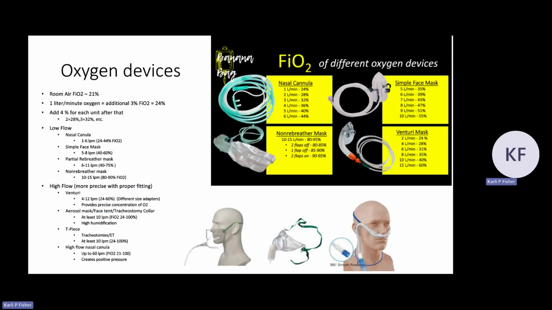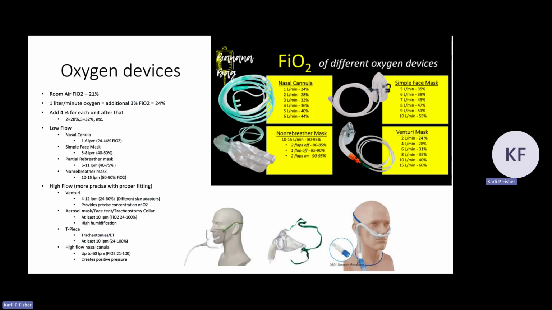All right, oxygen delivery devices. I'm not going to hit too hard on this. You guys should be familiar with these. Just know that room air is FiO2 of 21%. Every liter per minute that you go up, it adds an additional 3%. So like 1 liter a minute is 24%, and then you add 4. So then you would go 2 would be 28, 3 would be 32, etc. So once again, you start at a room air of 21, 1 liter of oxygen adds 3. So that's 24%, and then you go up 4% for every additional liter a minute that you add there.